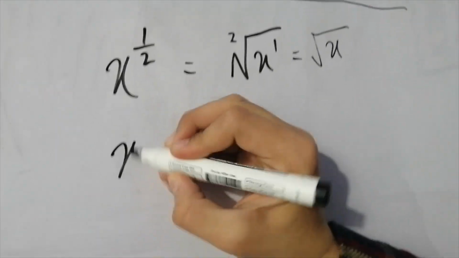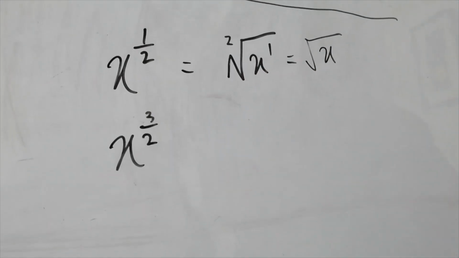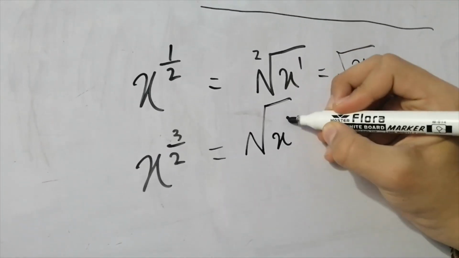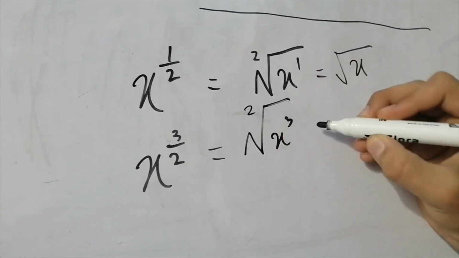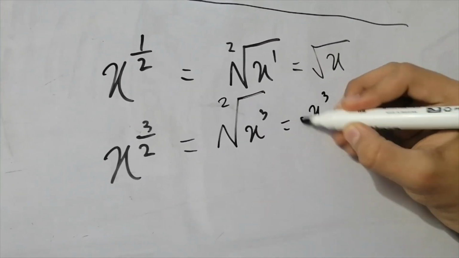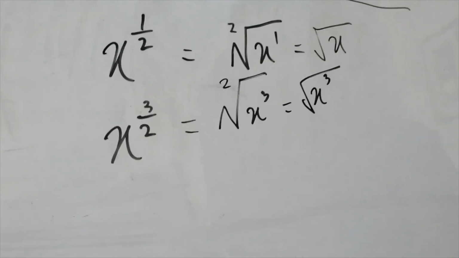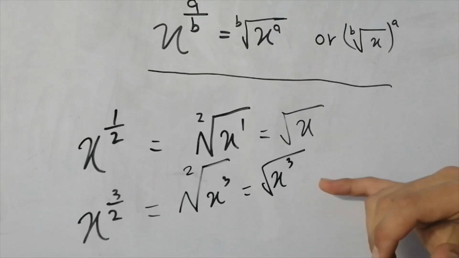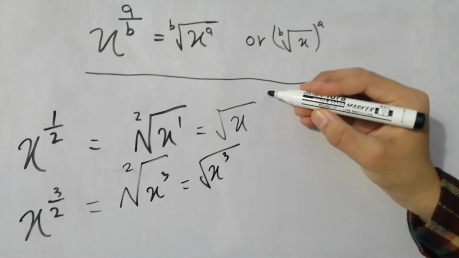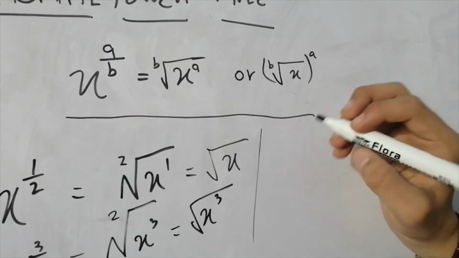Next, the example is, what if it's x to the power of 3 over 2? It's the same thing, except now it's the square root of x cube, which is basically the square root of x cubed. Now let's solve both these examples with the different method, which is the same method but a bit different in terms of how it looks.